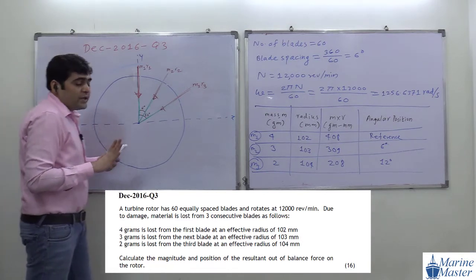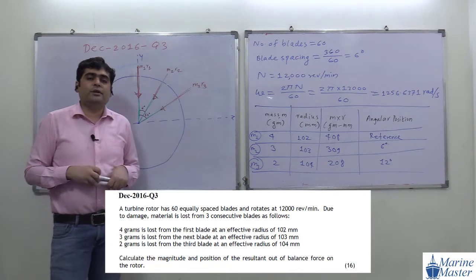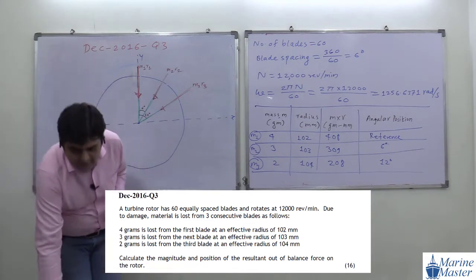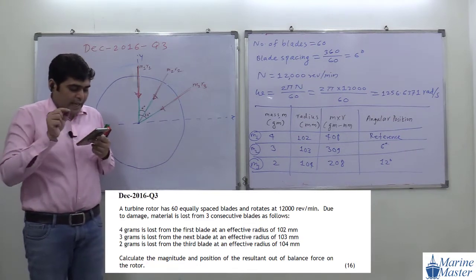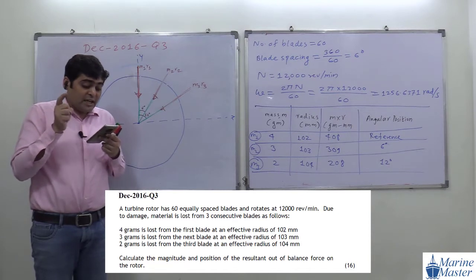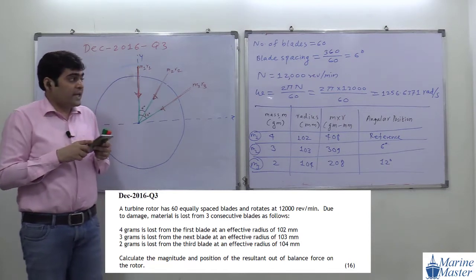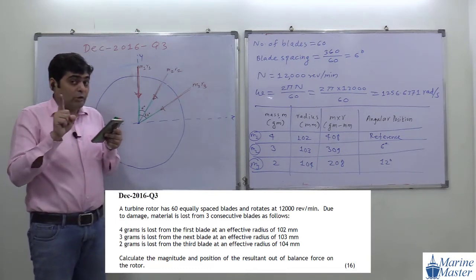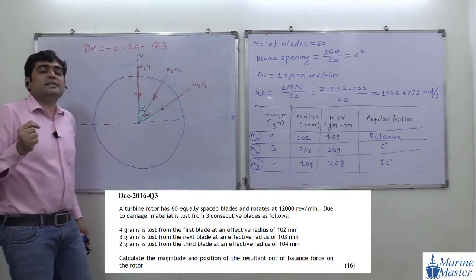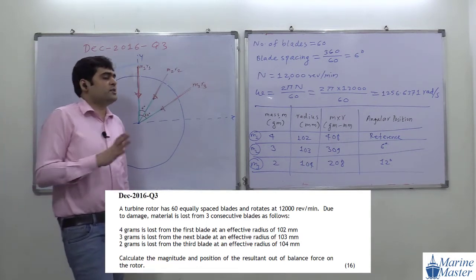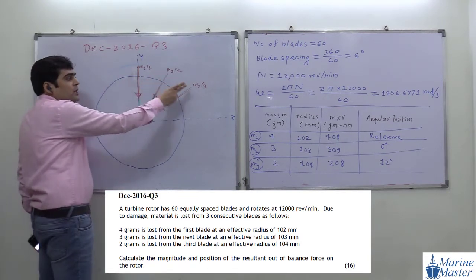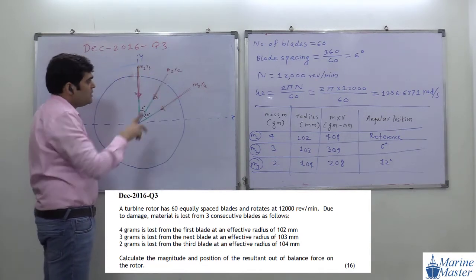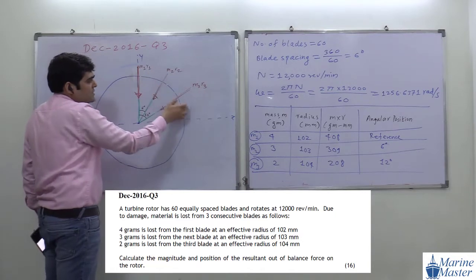Okay, good. Now, what are they asking us in the question? They are asking us for the out of balance force. Calculate the magnitude and position of the resultant out of balance force. Magnitude and position. Position means direction. Resultant out of balance force means which forces are creating the unbalance? M1 R1, M2 R2 and M3 R3. Basically omega square is here, but to keep the calculation simple, we are omitting that omega square. So these three forces are creating the unbalance.